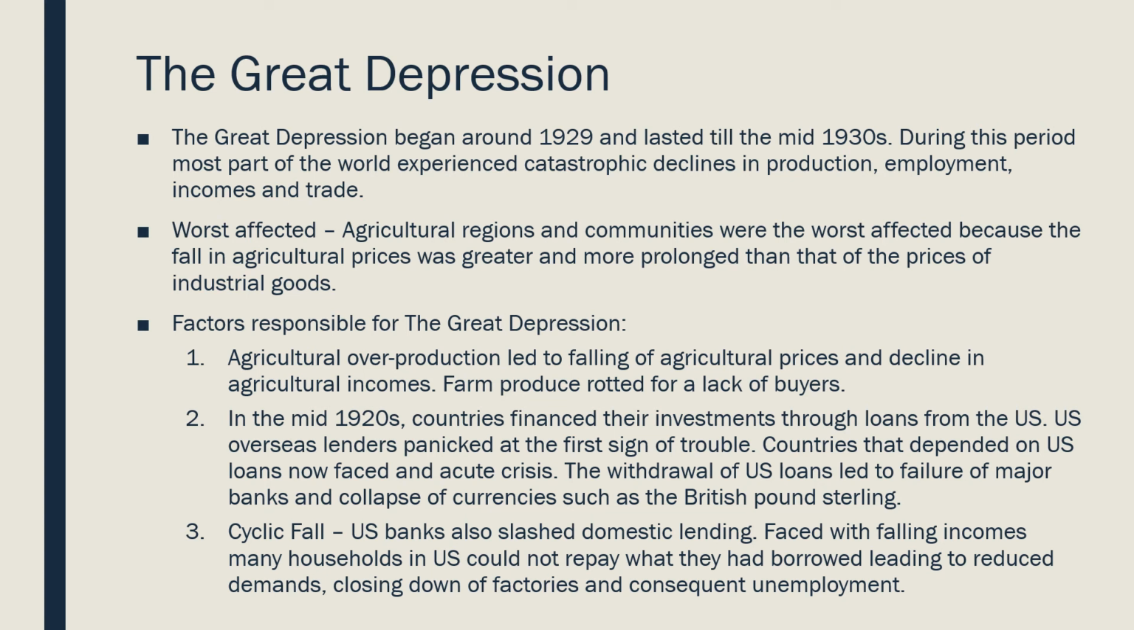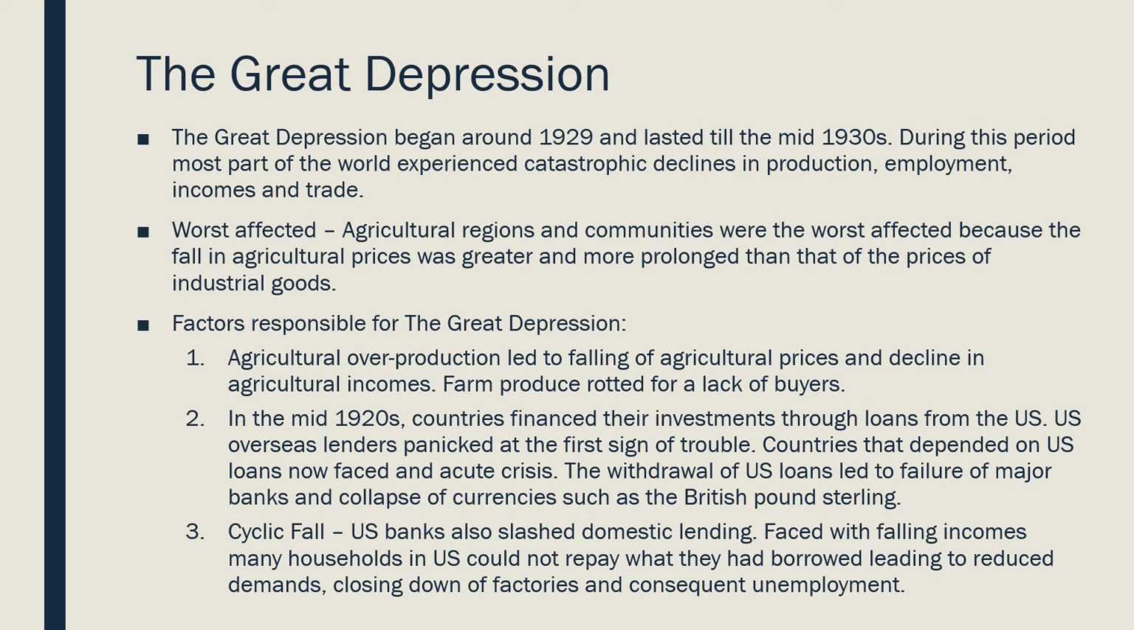In the mid 1920s, countries financed their investment through loans from the US. But as the US overseas lenders saw the first sign of trouble, they decided to withdraw these loans. The countries that were dependent on US loans now faced an acute crisis and were not able to cope with it. The withdrawal of US loans led to the failure of major banks and the collapse of currencies such as the British pound sterling. This also led to a cyclic fall. How this happened, we will discuss.